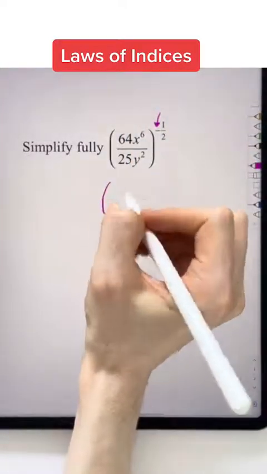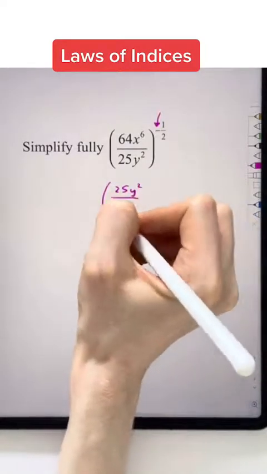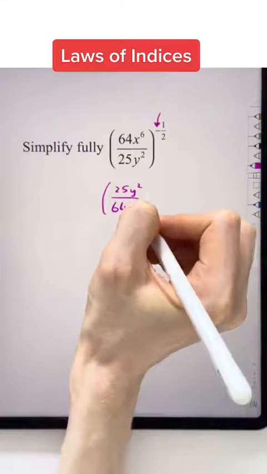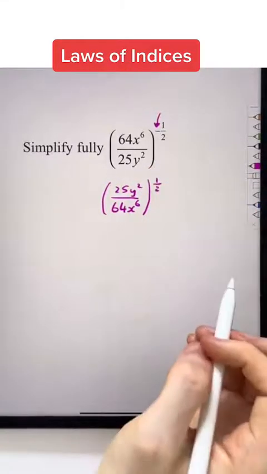Hence my first step is I'm going to rewrite my fraction as being 25y squared on the top over 64x to the power 6 on the bottom. And I simply write my power as positive, in this case positive a half.